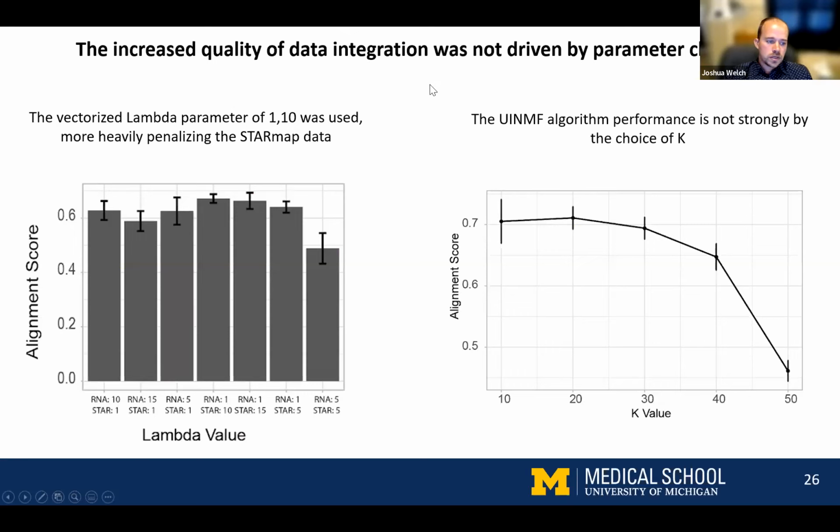We also did a robustness analysis to show that if we vary the lambda parameter, which is the strength of the regularization penalty, or the K value, which is the number of factors, it doesn't strongly influence the performance as long as you stay within a certain range.